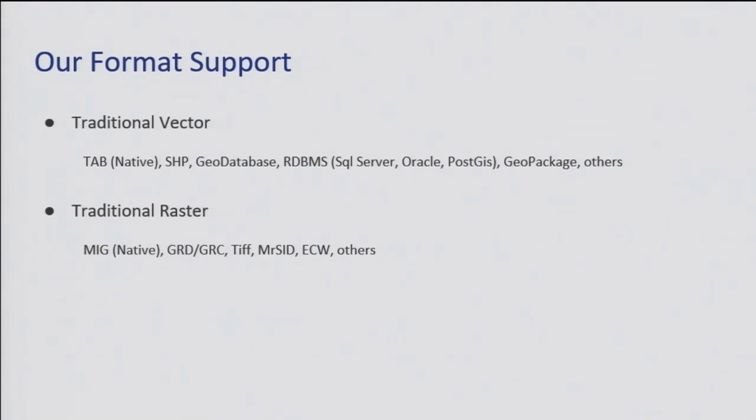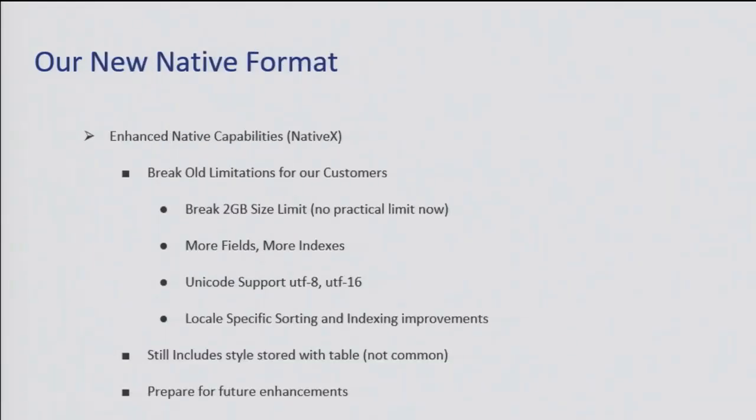Just to show interoperability, we support our own TAB format, which we call native, Shape, geodatabase, SQL Server, Oracle, PostGIS, many others. Same for raster. We have our own MRR, the old grid format, if people are familiar with it, and many others. Our new native X format, that's what we call it. Basically, we enhanced our traditional format and upgraded it to break old size limits, better Unicode support, things like that, just to bring it up to modern times. So we're trying to make this format available to our customers, but also to interoperate with others.